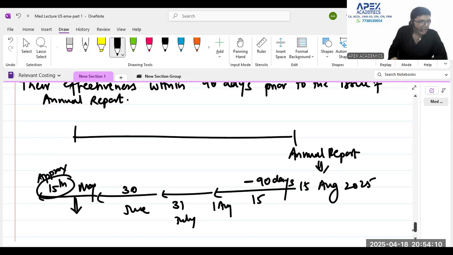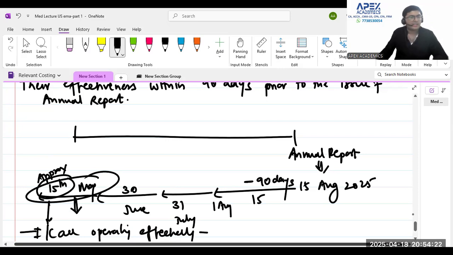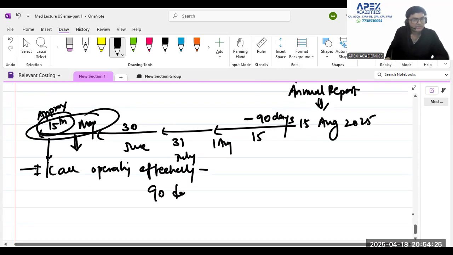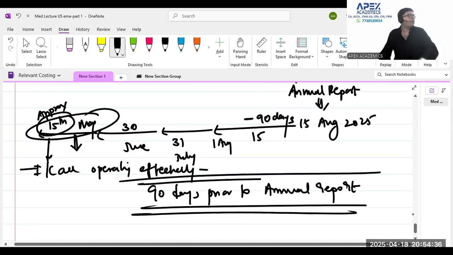What should you have? As on 15th May, ICR operating effectively, 90 days prior to annual report. What is happening? Internal controls are operating effectively 90 days prior to annual report. Management has to disclose this. What does the management have to do? Management has to disclose this.